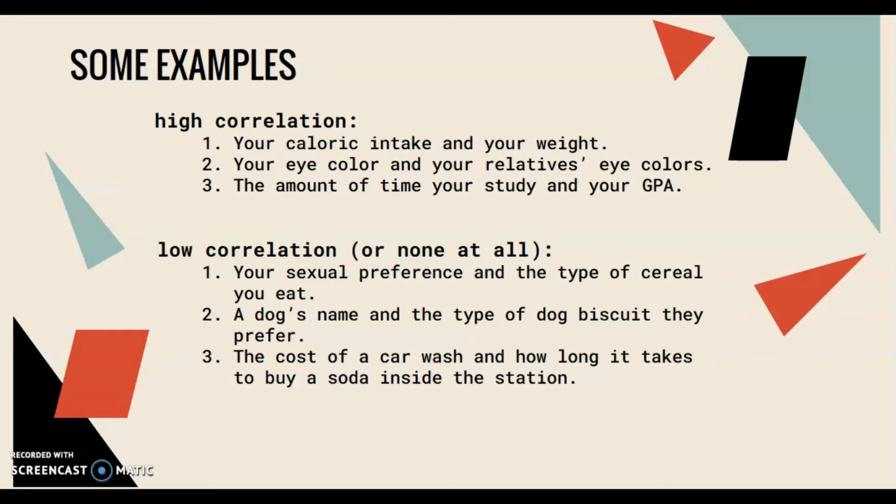And then we have some examples of low correlation or none at all. These are your sexual preference and the type of cereal you eat. It seems like they have no relationship at all between those two variables. And a dog's name and the type of dog biscuit they prefer. Is there a correlation between the dog's name and the biscuit? It depends on the owner of the dog, if he will name the dog after the biscuit, or the preferences of the dog to eat.